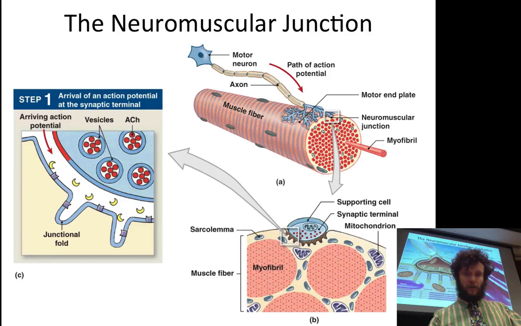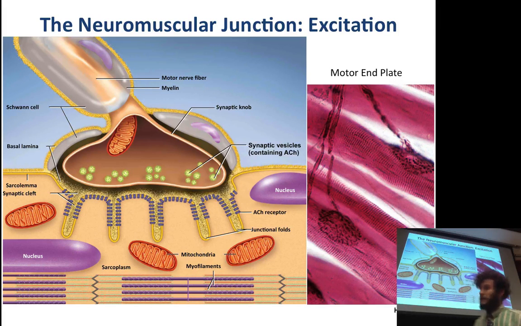All right. This is a motor end plate. This is what it actually looks like in histology, and that would be a synaptic bouton right there with the little granules would be the synaptic vesicles that would be full of the acetylcholine. All right, so that's what you're looking at in that picture.